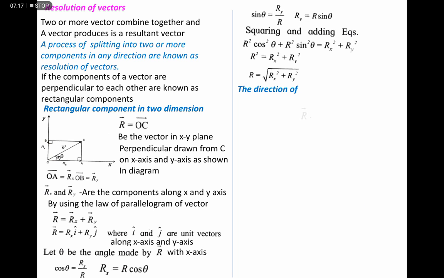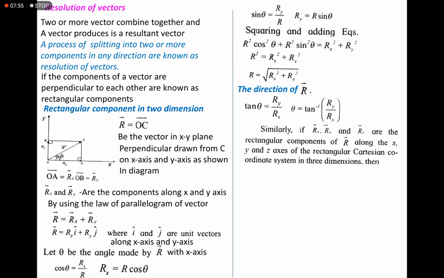Then direction of R bar: tan theta is Ry by Rx, and theta is equal to tan inverse of Ry by Rx. This gives the direction of R bar. We already studied, in the law of parallelogram of vectors, the way to find the direction of a resultant vector.